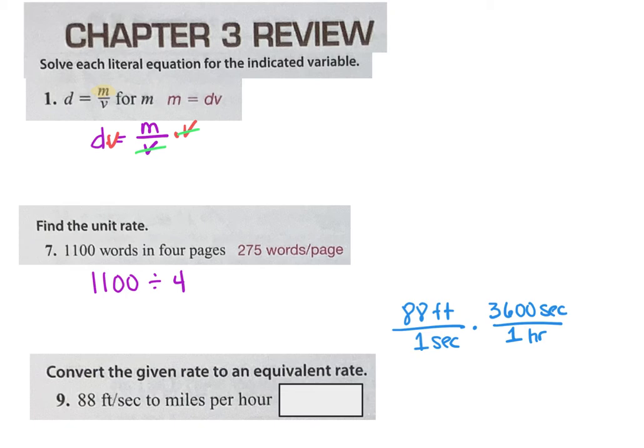All right, we also want feet changed to miles. How many feet are in a mile? 5,280. Yep, 5,280. So where is it going to go? Numerator or denominator for my feet? Where is it currently? It's in the numerator, so I need it to go in the denominator. 5,280 feet here in 1 mile. And then you literally just multiply across. Okay? So you're going to multiply 88 times 3,600 times 1. That is my numerator. 1 times 5,280. That is my denominator. You should have gotten 60 miles per hour.